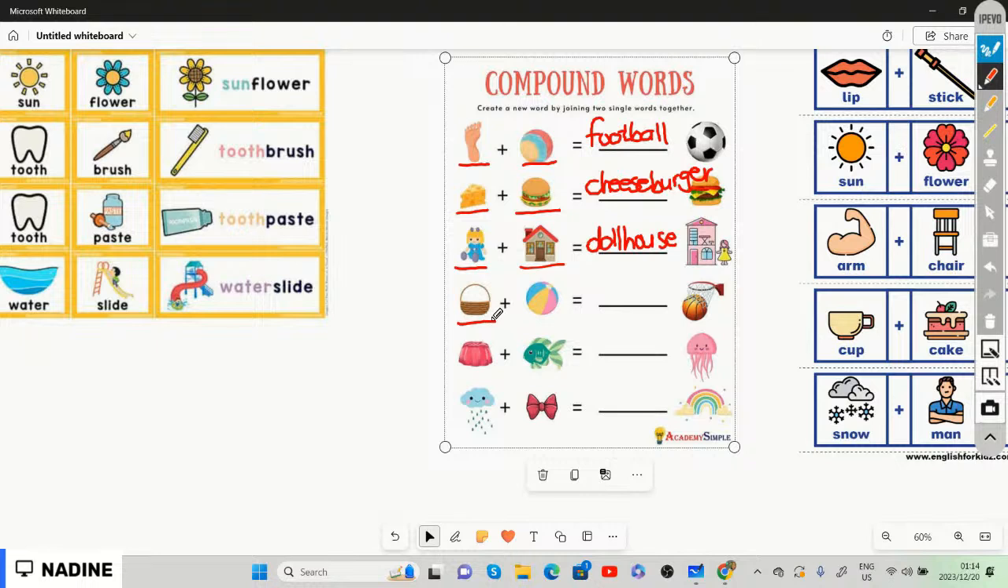Here we have a basket. If you either go for a picnic or to pick some flowers, we have a basket. Plus, we have a ball, right? And if we put those two words together, then we can say it is a basketball.